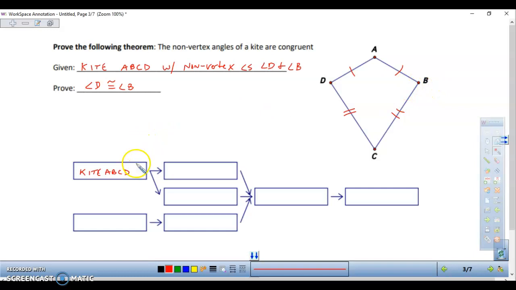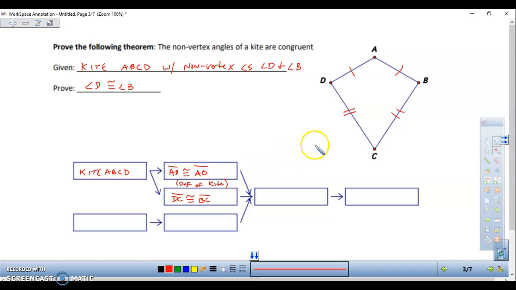Same for B. So if this is a kite, that means that AD must be congruent to AB, because of the definition of a kite, and by the same reasoning, DC must be congruent to BC. Again, that's because of the definition of a kite. A kite has those pairs of congruent sides.